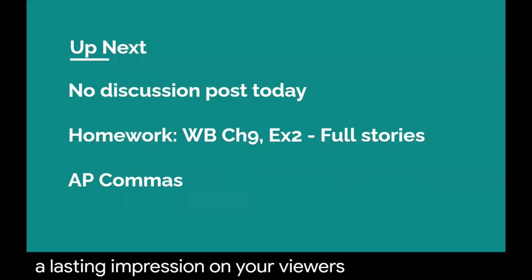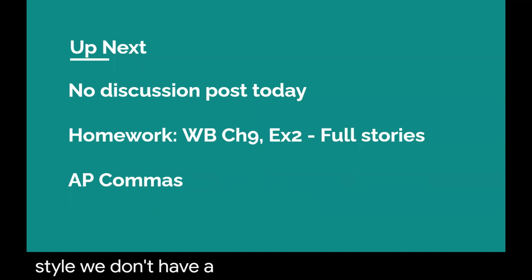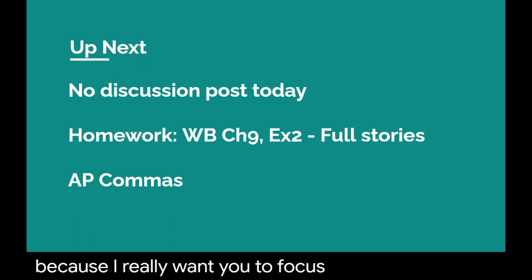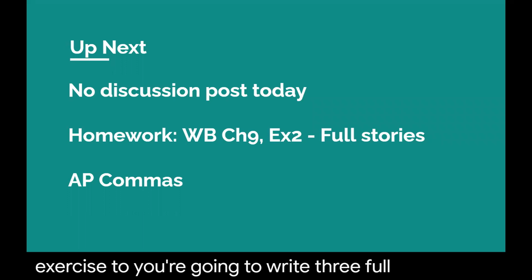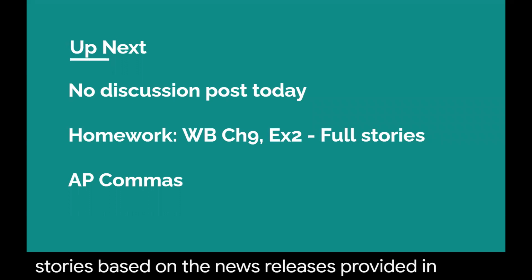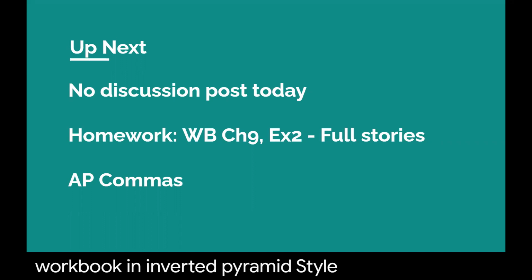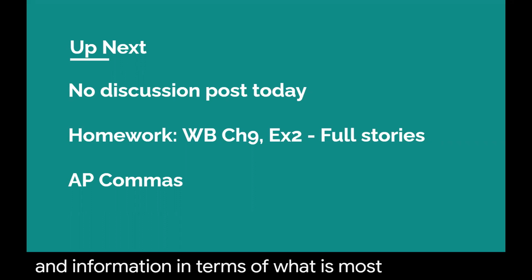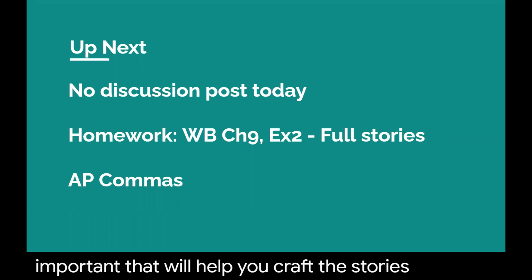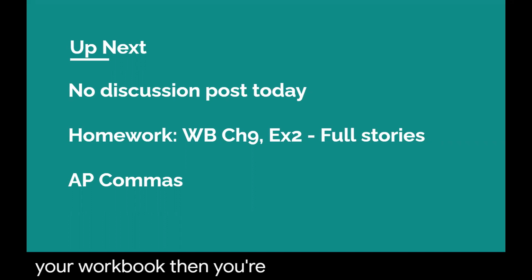So that's a quick overview of the inverted pyramid style. We don't have a discussion post for today because I really want you to focus on your homework, which will be going through the workbook, chapter 9, exercise 2. You're going to write 3 full news stories based on the news releases provided in your workbook in inverted pyramid style. So I suggest the first thing that you do is go through and pick out the most important facts and start ranking those facts and information in terms of what is most to least important. That will help you craft the stories within your workbook. Then you're going to do your AP style homework, which will be on commas.